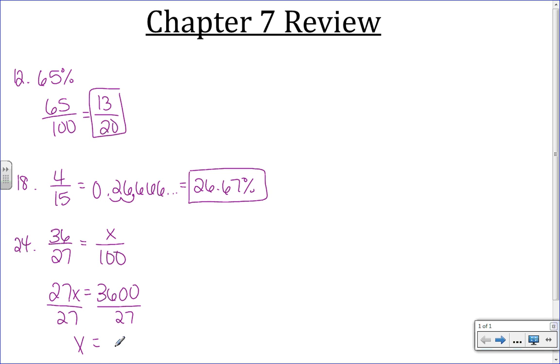and we get that x is equal to 133.333 repeating. So again, we'll round that to the nearest hundredth. So 133.33%.